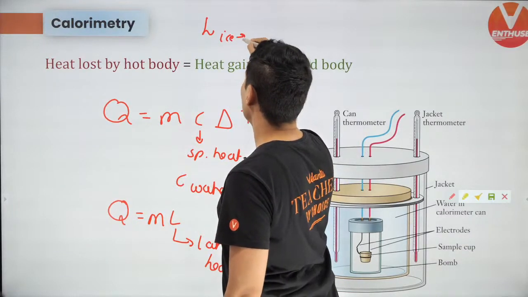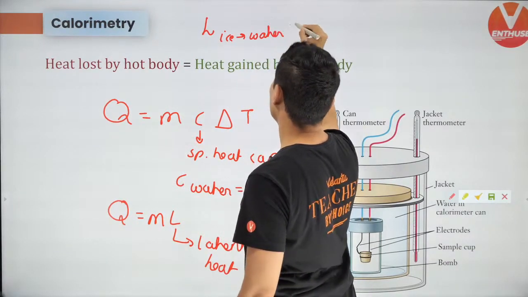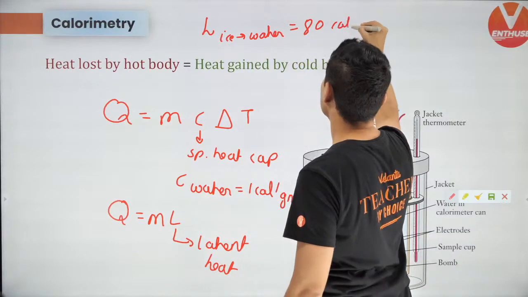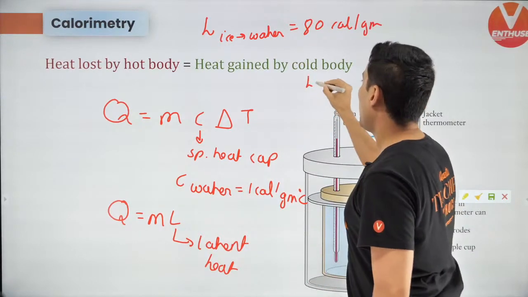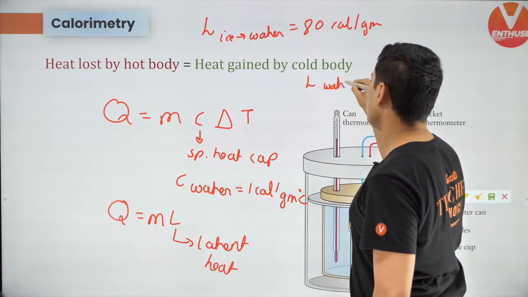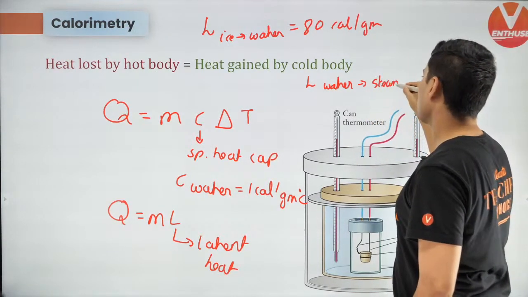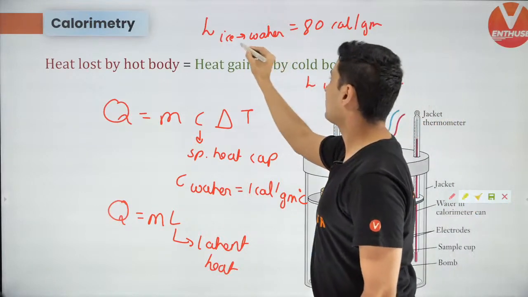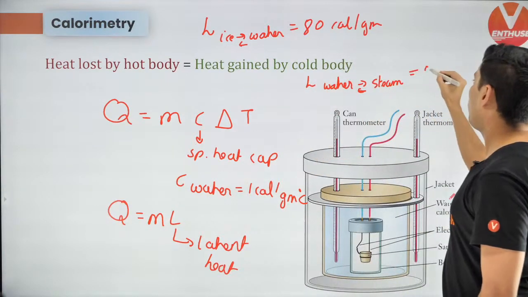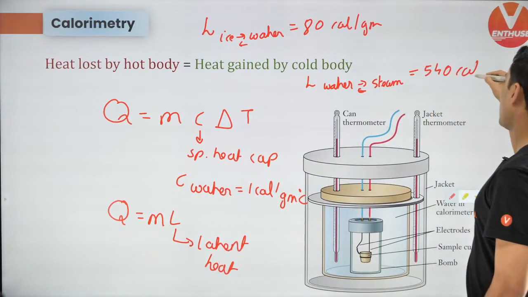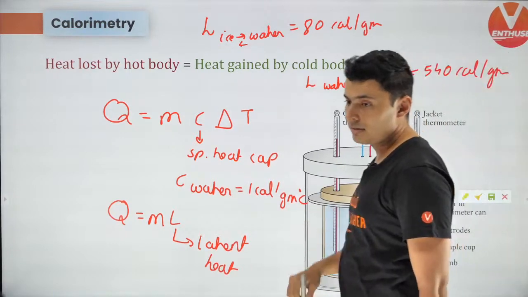For ice to water, it is 80 calories per gram. And latent heat for water to vapor or steam, and vice versa, for both ways, it is 540 calories per gram. Keep this in mind.